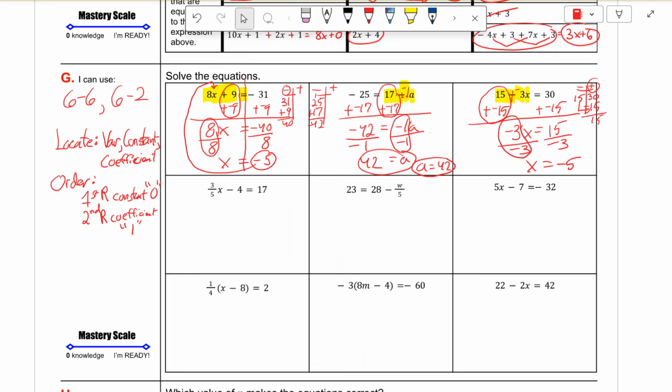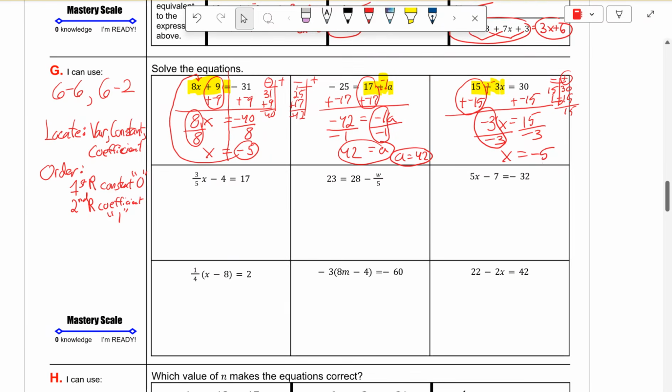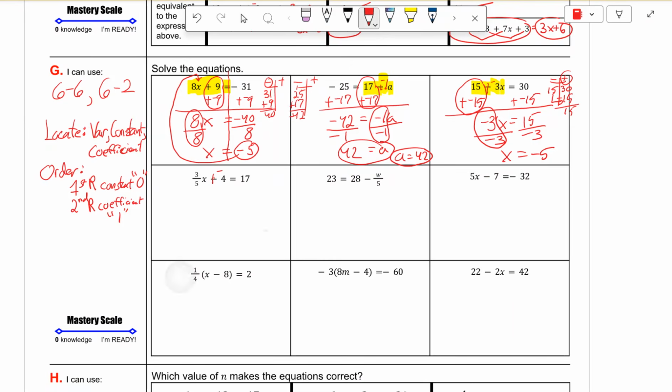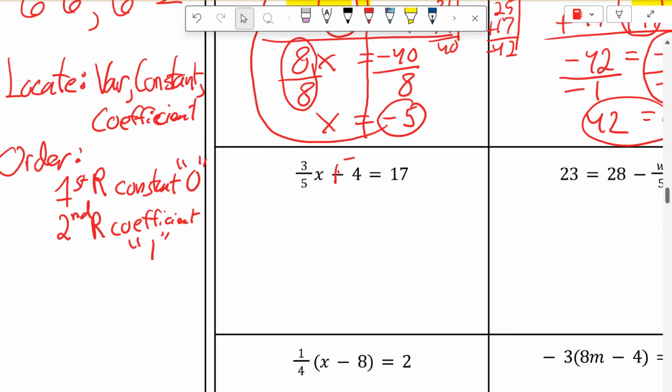All right, let's go down to the next row here. The next row has a fraction. Shouldn't be any big deal. So we have a subtraction sign, so we're going to do additive inverse. And we can see we still have a variable, we still have a constant plus -4, and we still have a coefficient of 3/5. So we will always begin with removing the constant, make -4 into 0 by adding +4, and that creates a 0. So if we do it to one side, we'll do it to the other. And 3/5 x comes down. And 17 plus 4, they're both positive, so that is 21.